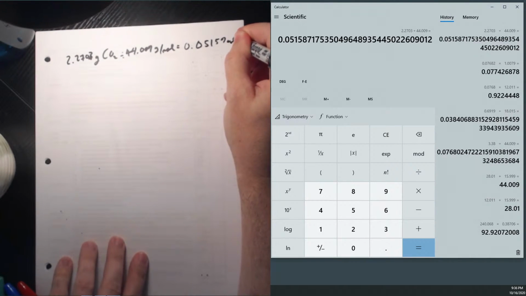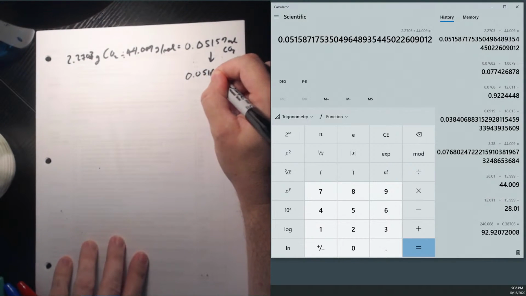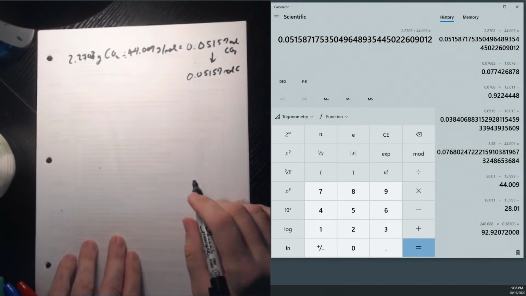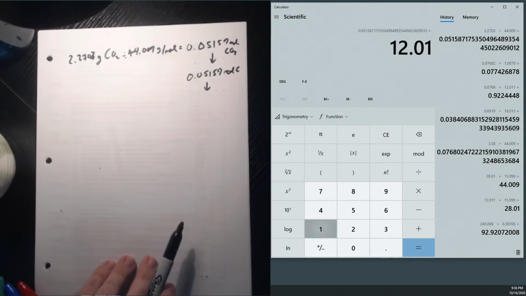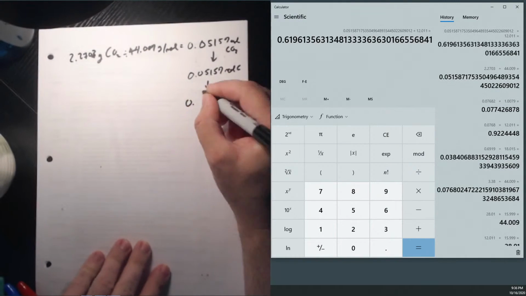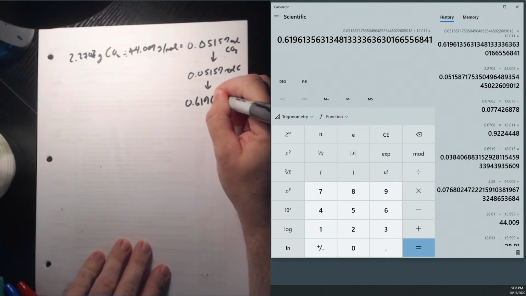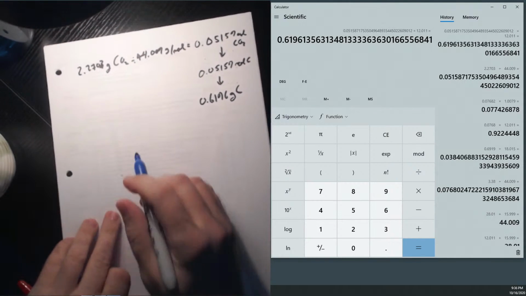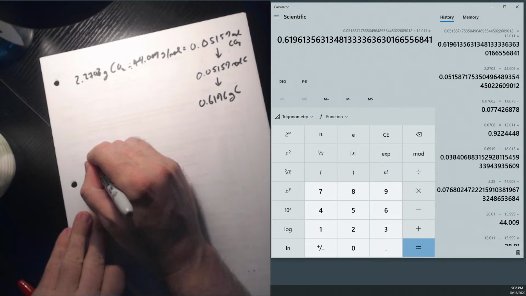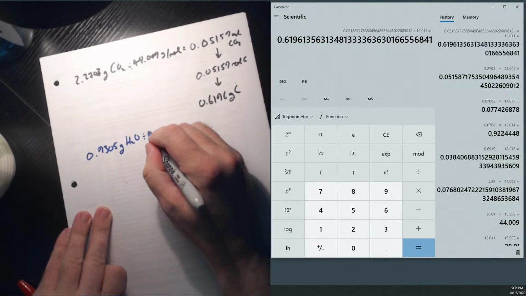0.05159 moles of CO2 is just the same thing as 0.05159 moles of carbon. And then, because we're going to be double checking, times 12.011, 0.6196 grams of carbon. And then we do the same thing with water. 0.9305 grams of water divided by the molar mass of water.